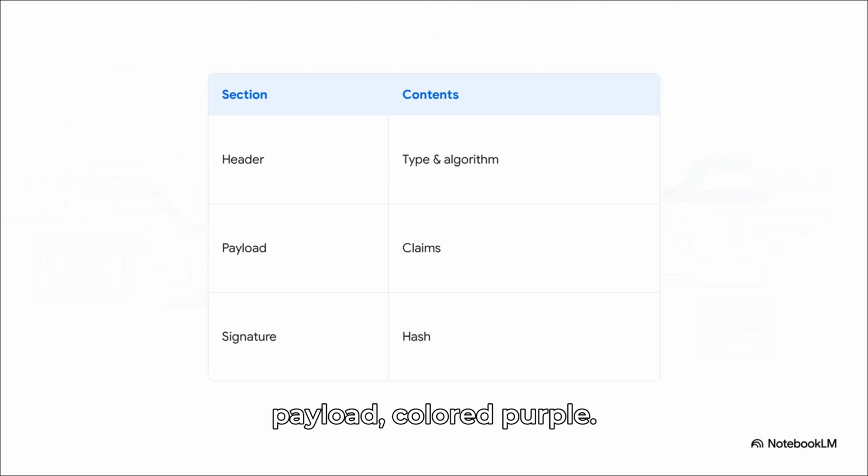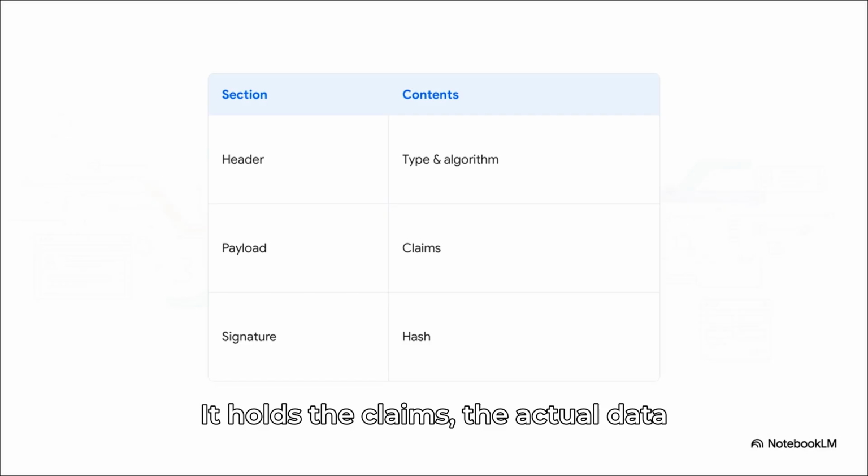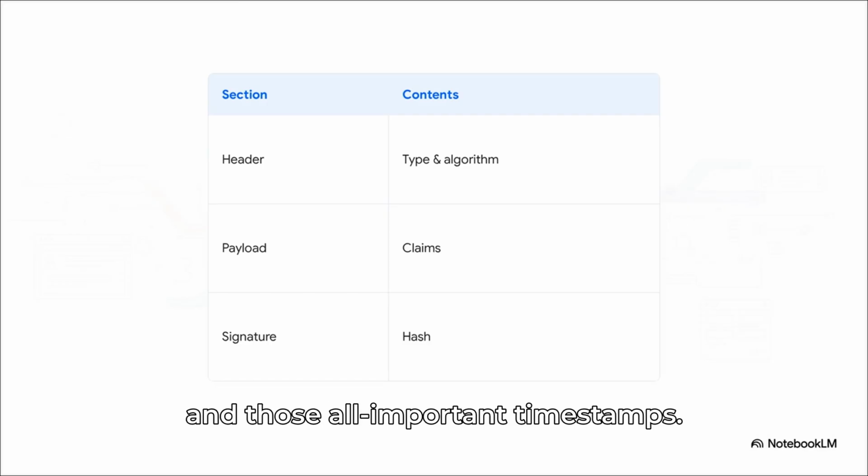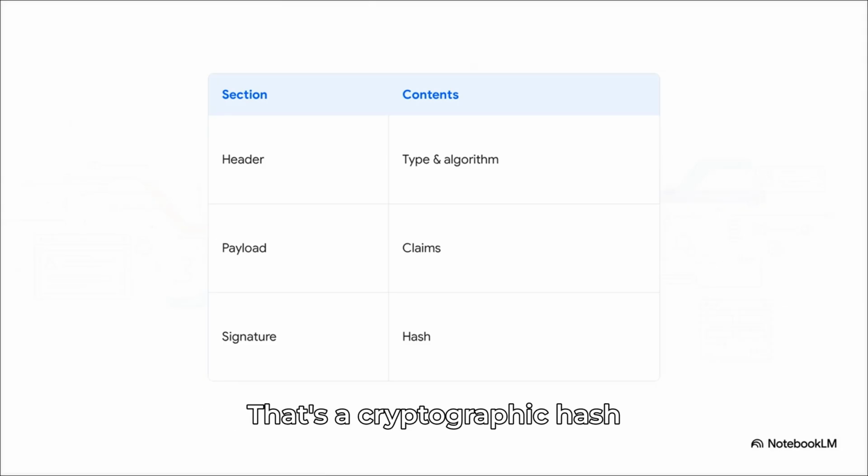The middle chunk is the payload, colored purple. This is the meat of it. It holds the claims, the actual data containing the user identity, their roles, and those all-important timestamps. And finally, the signature, down at the end in blue. That's a cryptographic hash, ensuring the token hasn't been tampered with in transit.